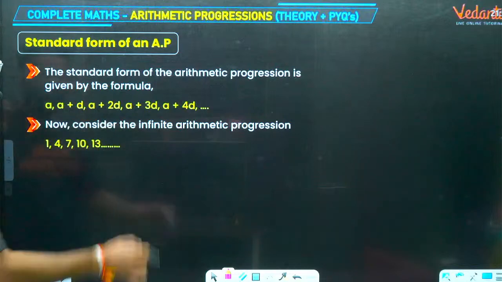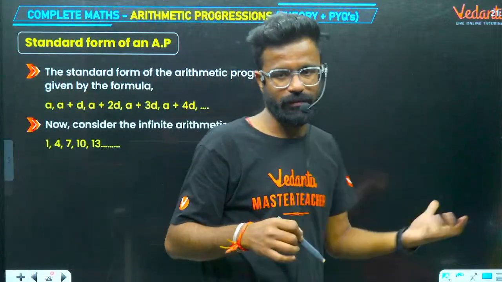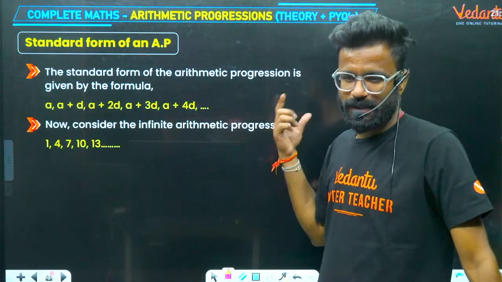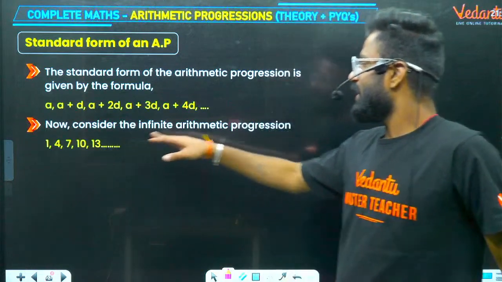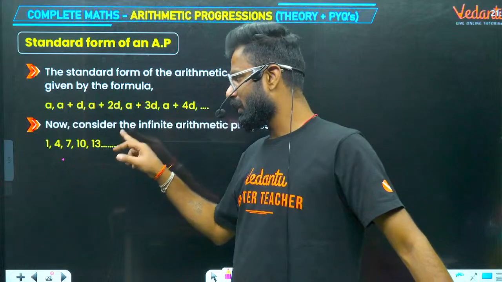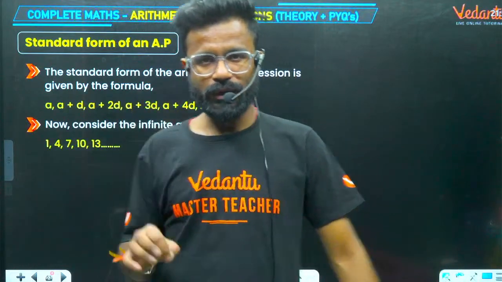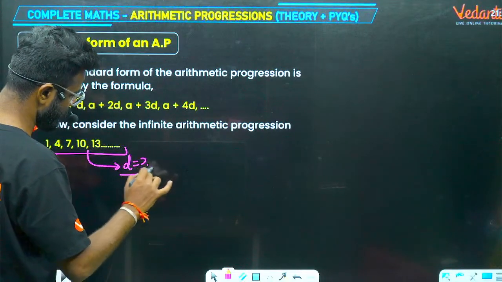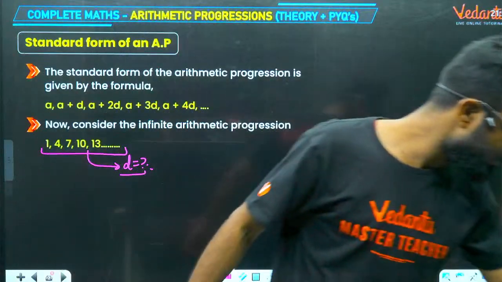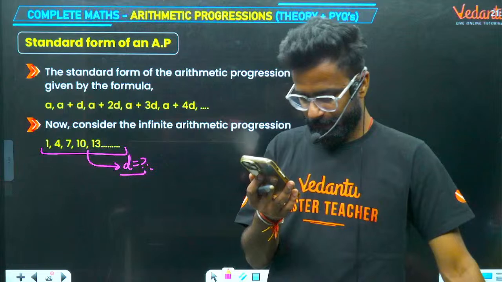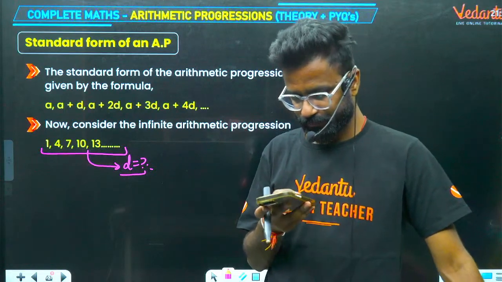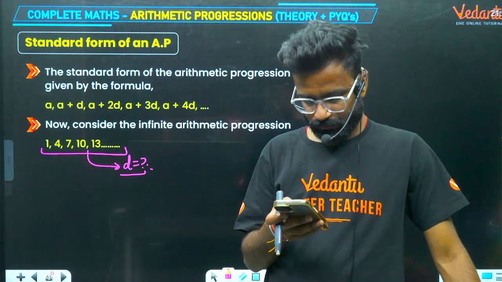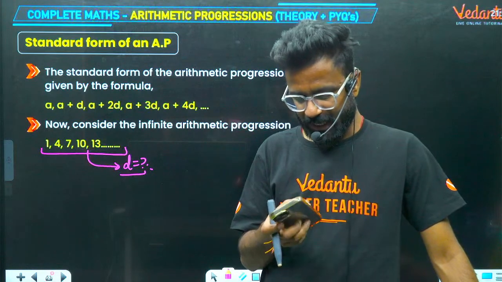Standard form of an AP. The standard form of the arithmetic progression is given by the formula: a, a plus d, a plus 2d, a plus 3d, a plus 4d, a plus 5d, a plus 6d, a plus 7d. Now consider the infinite arithmetic progression 1, 4, 7, 10 and 13. Do you know the common difference in this pattern? What is the common difference in this pattern? Tell me in the comment section. Tell me, guys.